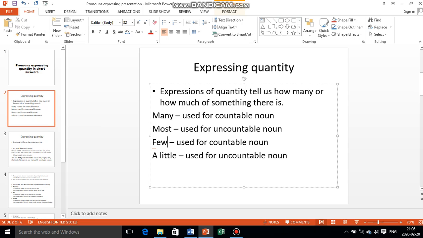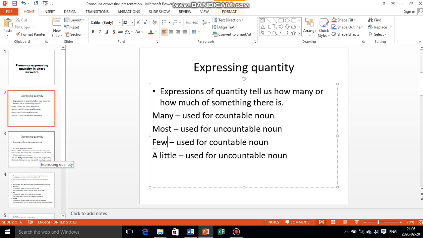Okay, again, countable nouns are things that you can count by numbers, like for example chairs, students, teachers, people, computer. And uncountable nouns are things that you cannot count, like sand, clouds, water, milk, sugar.